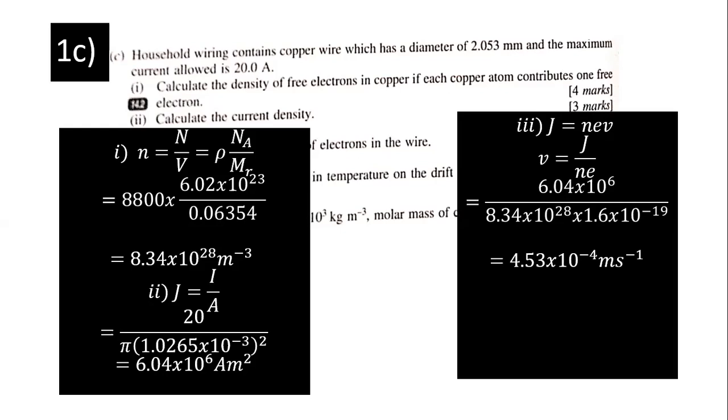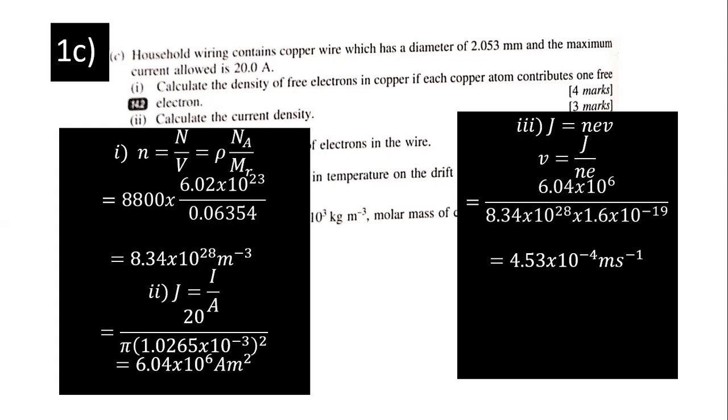Clear, sir. Then how to explain the last part? Effect of temperature on drift velocity. As the temperature increases, the resistance increases. That's all I know, sir. That's all? You're supposed to explain microscopically. What you said is true, but you're supposed to try to understand what's happening.